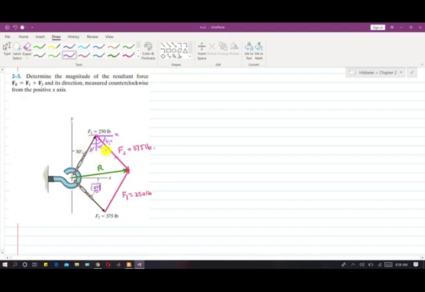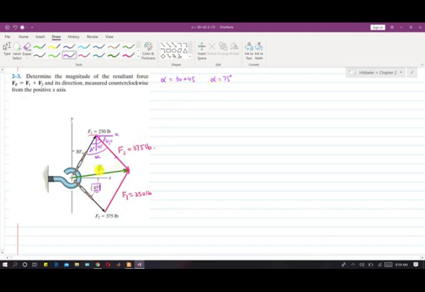So now, what will be the included angle between F1 and F2? This whole angle is the included angle between F1 and F2. Let's suppose that this angle is alpha. So alpha is equal to 30 plus 45, so alpha is equal to 75 degrees. So the included angle between F1 and F2 is 75 degrees.